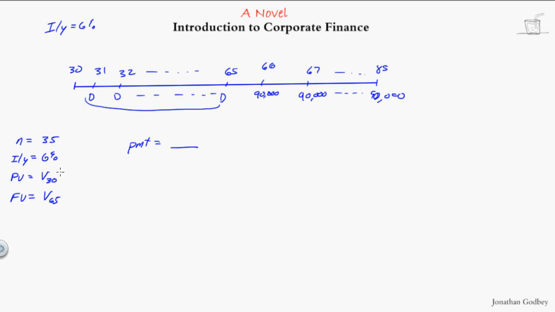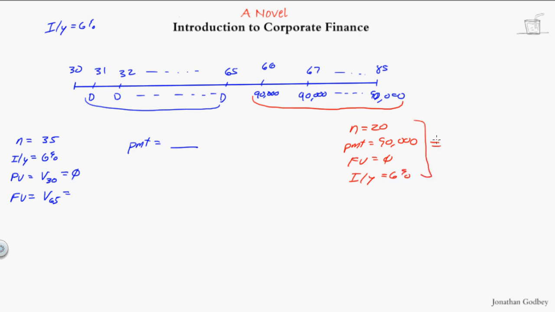Okay, the value at year 30, that's 0. I don't have anything in there now. I don't have the value at year 65. How can I find it? Well, if I want to take this money out, so if I want to make 20 withdrawals of $90,000 each and have nothing left over, and if my account earns 6%, that means in order to do that, I have to have this much money in the account when I'm 65, because the present value here is the value at 65.